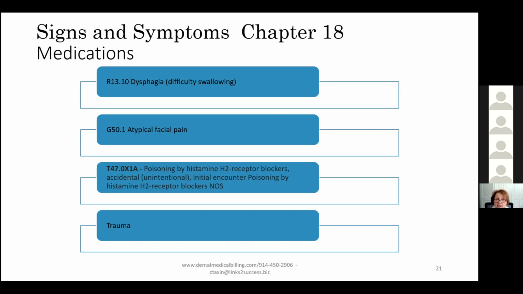They also may tell you they're taking certain medications and their mouth is having difficulty swallowing, or they're very dry. And that could come from medications they're taking. And there are codes that are actually consistent with certain medications that affect the oral cavity.